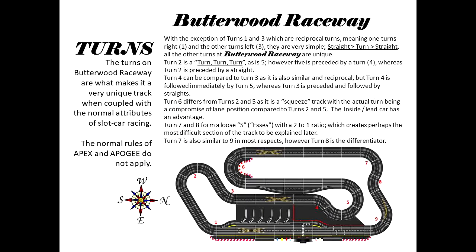Slide 5, The Turns. The turns on Butterwood Raceway are what makes it a very unique track when coupled with the normal attributes of slot car racing. The normal rules of apex and apogee do not apply. With the exception of turns 1 and 3, which are reciprocal turns, meaning one turns right, 1, and the other turns left, 3, they are very simple, straight turn straight. All the other turns at Butterwood Raceway are unique.